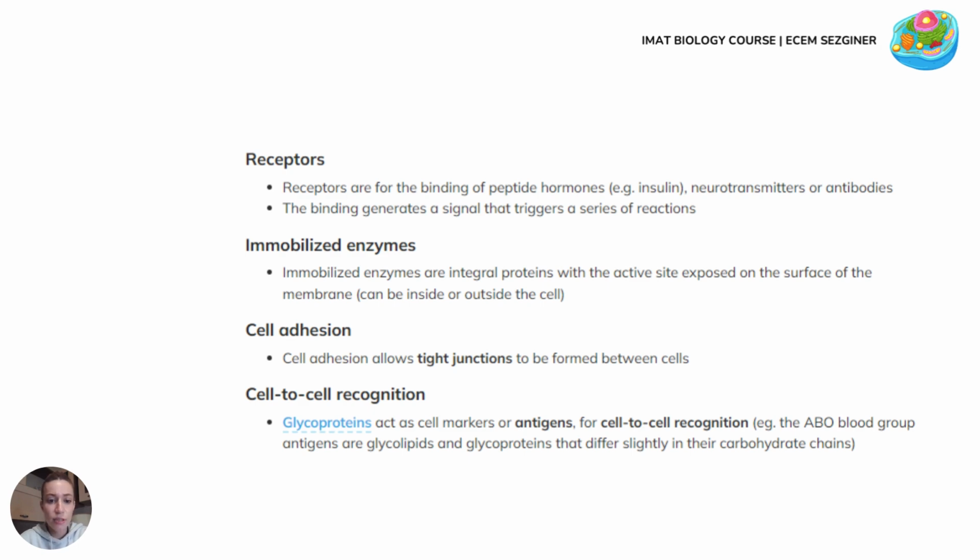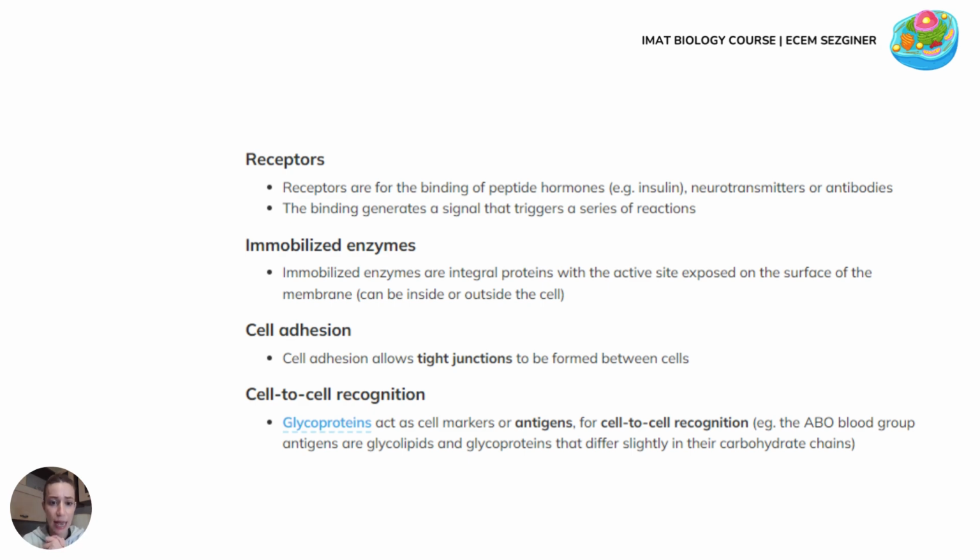And cell adhesion allows tight junctions. Junctions are packed formations with very complex features in between the cells. It has to do with stability, with being packed in specific locations, and with material exchange and communication. When we say tight junctions, there are lots of further things to talk about, but this is not an IMAT topic. This is actually a med school topic.